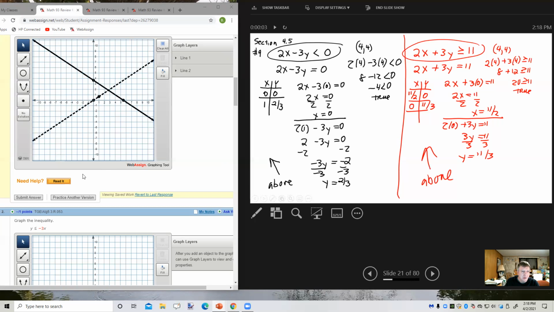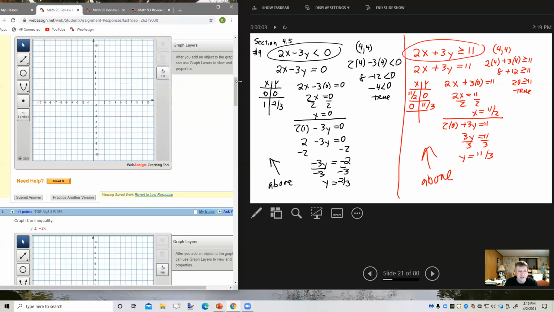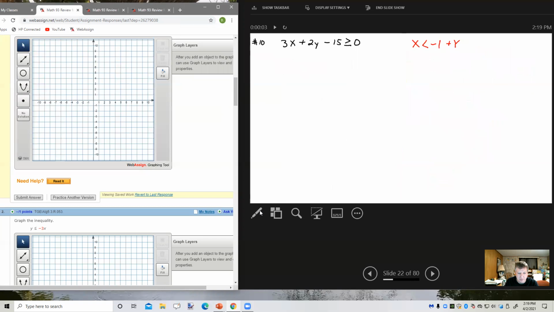So now, for the dotted line, it's above, and for the solid line, it's above, can you see that the intersection would be this area right there? Okay, so that takes care of problem number 9. We're going to go on to problem number 10. I'm going to clear that and scroll down here to problem number 10.